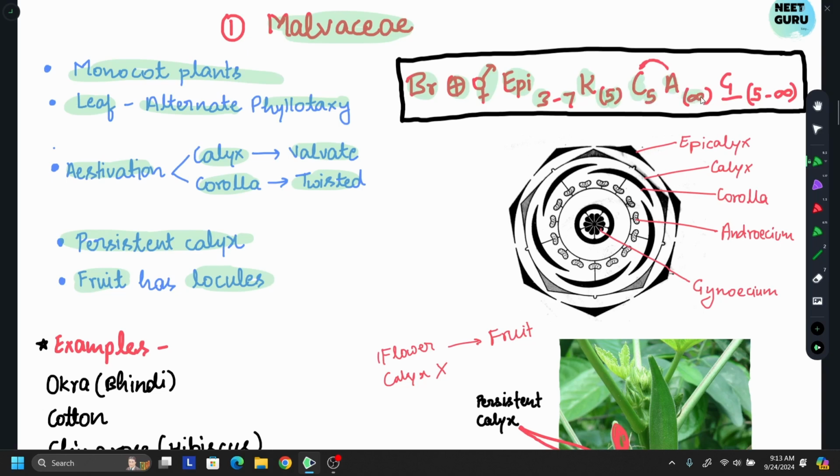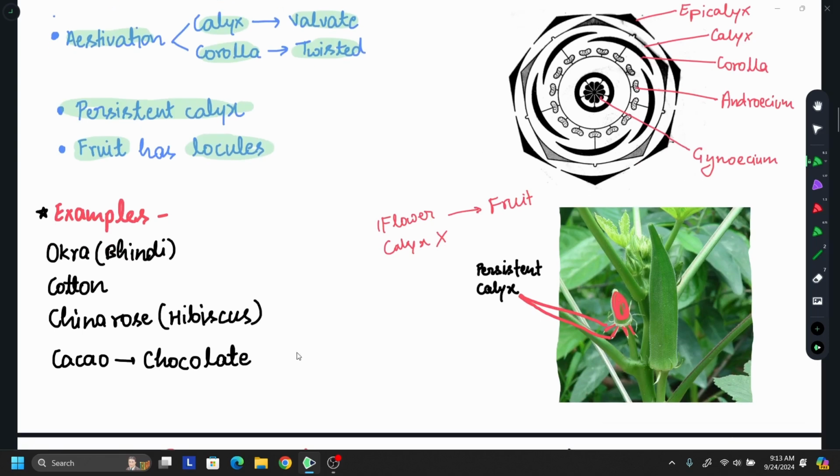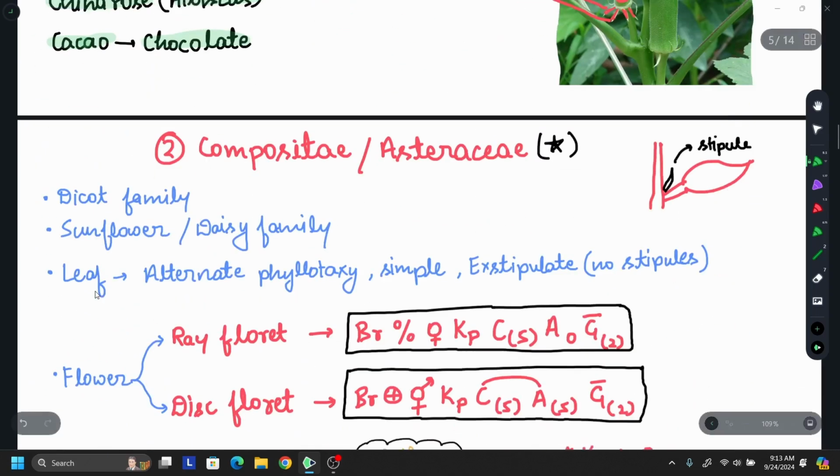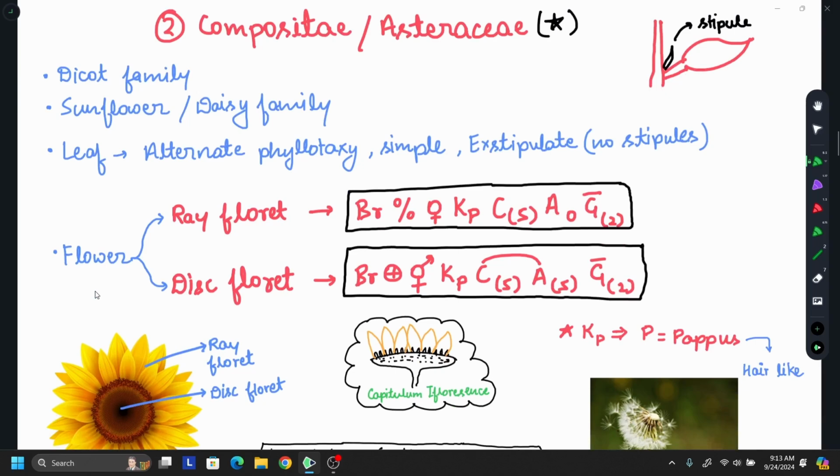Androecium can be infinite or in many large numbers. Not exactly infinite, but there are many stamens. Now C and A are joined, so it is the epipetalous condition, with a superior ovary, which is 5 to infinite. This is all about Malvaceae, and we have examples, obviously very important: okra, cotton, China rose, which is also known as hibiscus, and cacao, which gives us chocolate. Cacao is the name of the plant which gives us the chocolate.